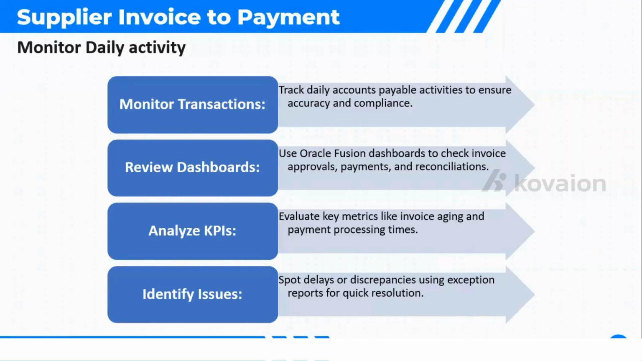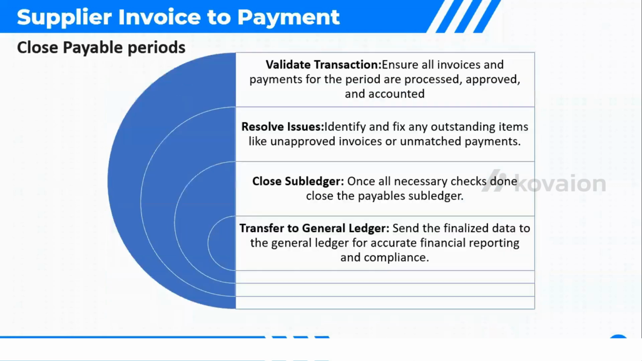And we can also identify the invoice aging, and key performance indicators of payment processing times and exception reports can also be identified. And we can also check which payments have been validated and not validated, and the payments which have been paid and not paid, all of which can be seen from one single dashboard from the payables module. So this is about the monitoring of daily activity.